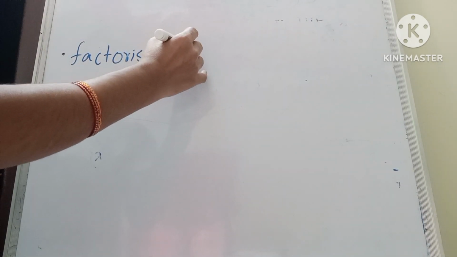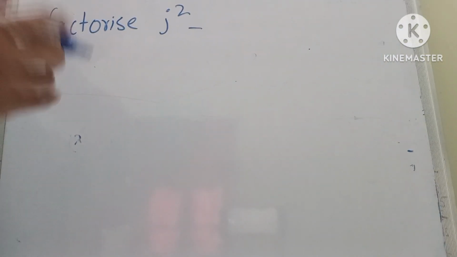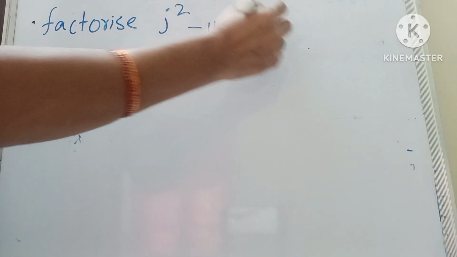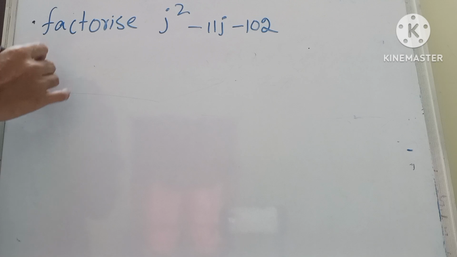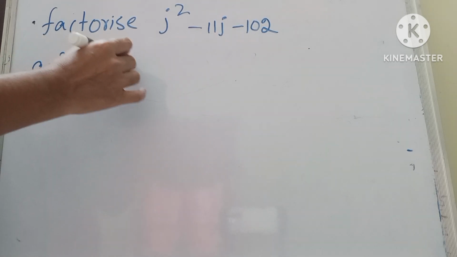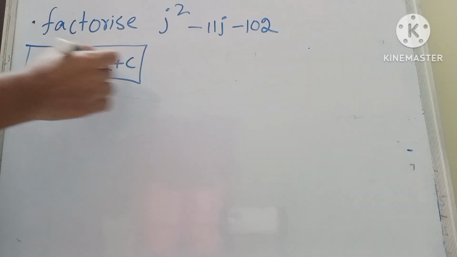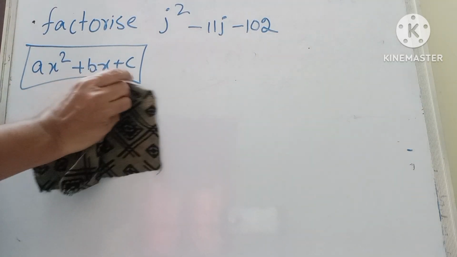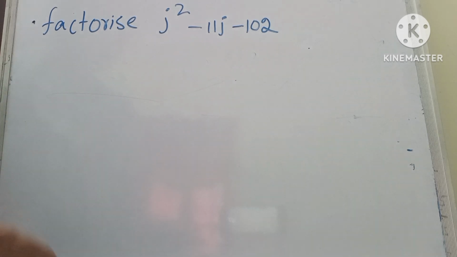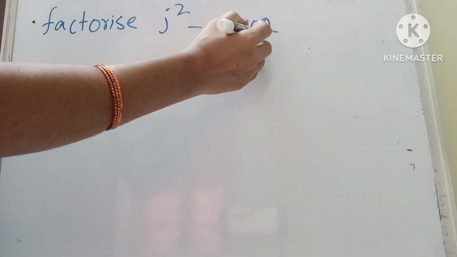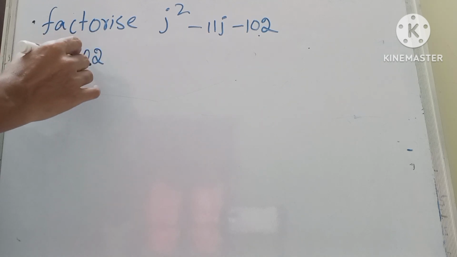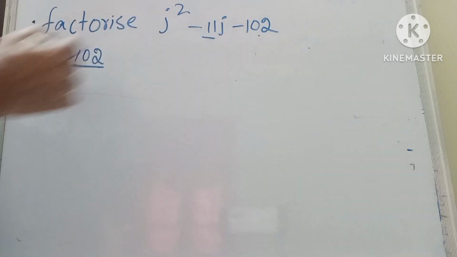Factorize j square minus 11j minus 102. So this is in the form of ax square plus bx plus c, where a, b, c are real numbers. To factorize such a trinomial, we have to check the factors of the constant, and the product of the numbers must be 102 and the sum should be 11.